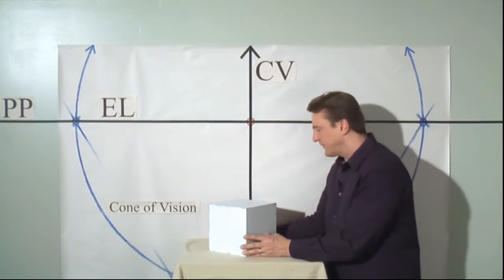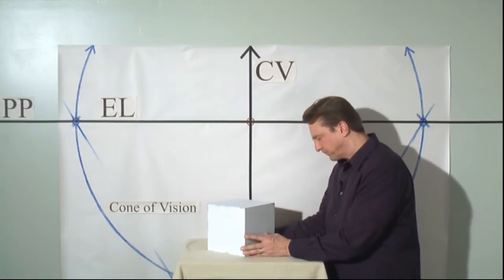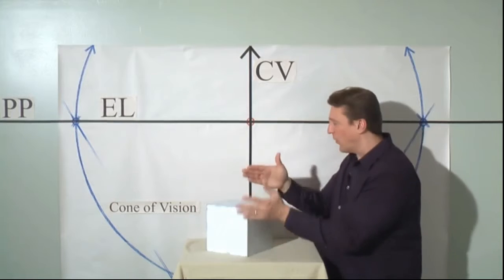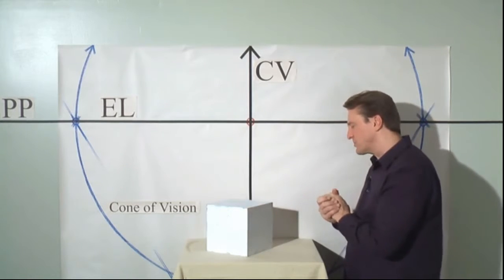So let's take the cube again, now in 2-point, and say, let's say we don't tip it straight forward toward the camera or straight toward the back toward the picture plane.